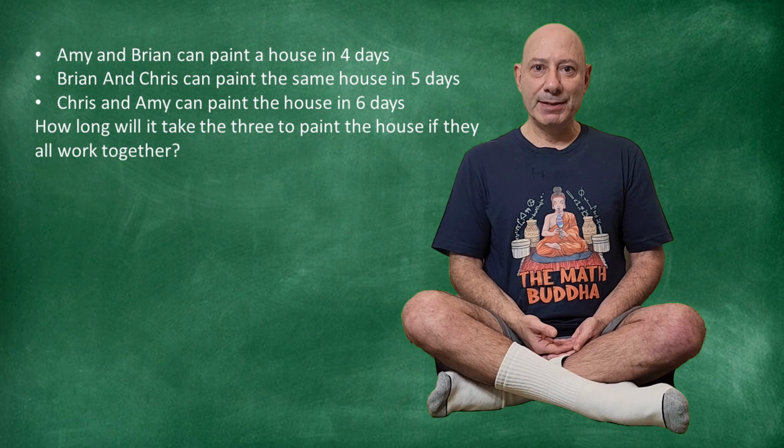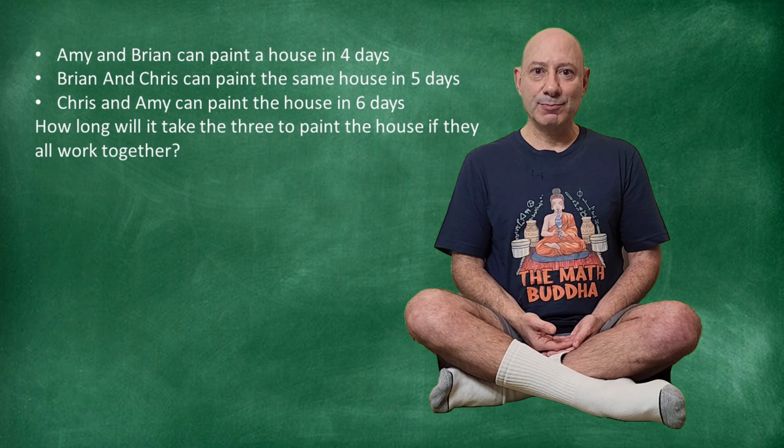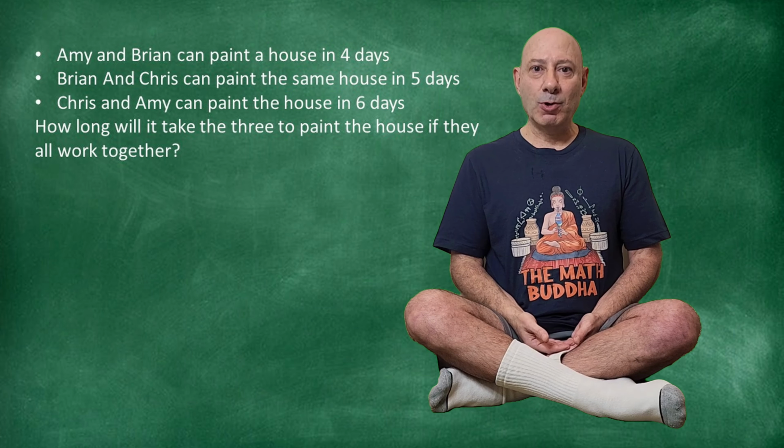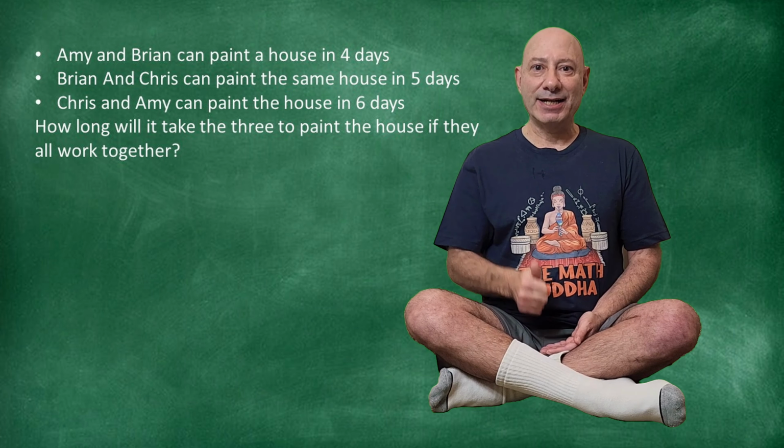Now, one mistake that people often make when they try to solve this problem is they take an expression like this one and they want to turn it into a plus b equals 4. But that just doesn't work. You know why? Because we're given days per house, and days per house is just not additive. When people work together, time goes down, not up.